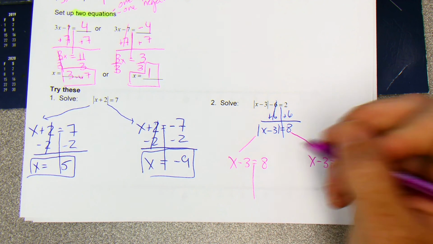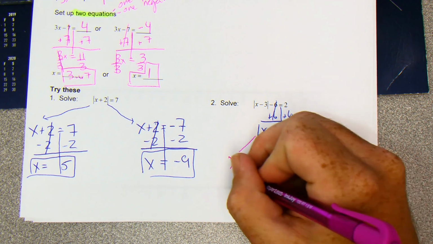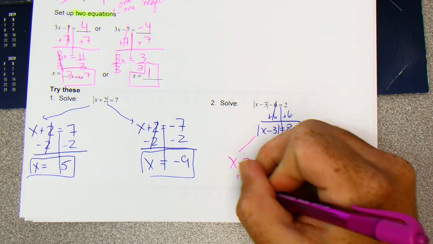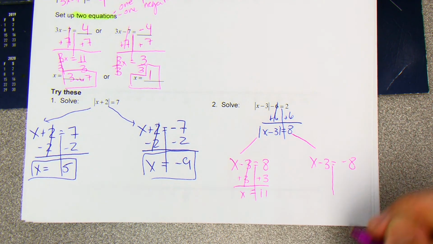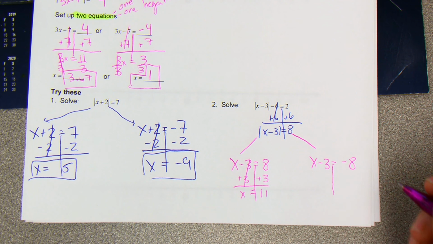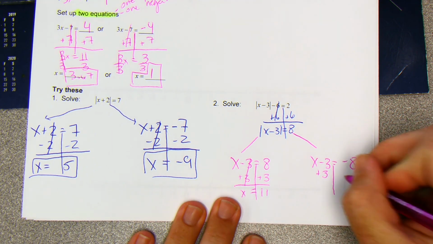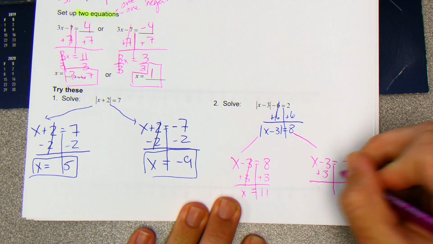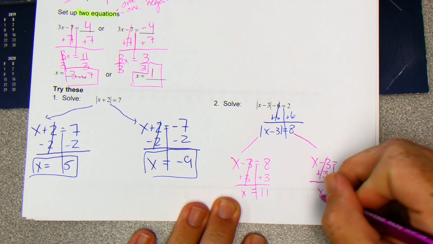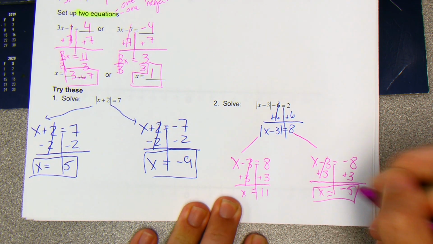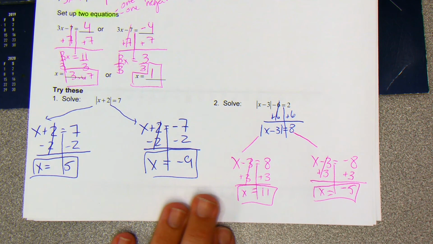In order to move that negative 3, I need to do the opposite, so I'm going to add 3. Negative 3 plus 3 is 0. 8 plus 3 is 11. So I get x equals 11 for one of my answers. Same thing over here. I'm going to add 3, add 3. Negative 3 plus 3 is 0. Negative 8 plus 3 would be negative 5. So my two answers are x equals negative 5 or x equals 11.